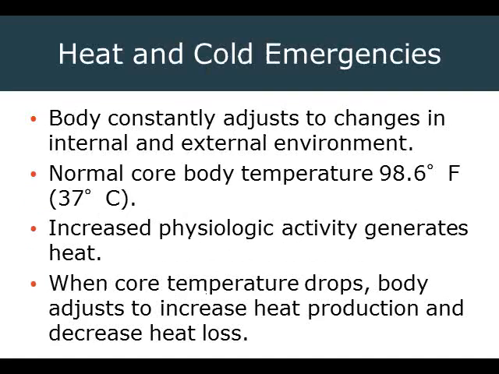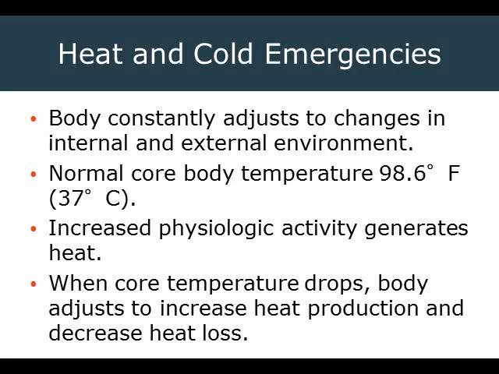In heat and cold emergencies, the body is constantly adjusting to the changes in the internal and external environment. We have a normal core temp of either 98.6 or 37 degrees Celsius and 86 Fahrenheit. Increased physiologic activity generates heat. So if we're working out, we generate heat. If the body's working harder to kill off an infection, it generates heat. If the body is burning lots of sugar, generating heat.